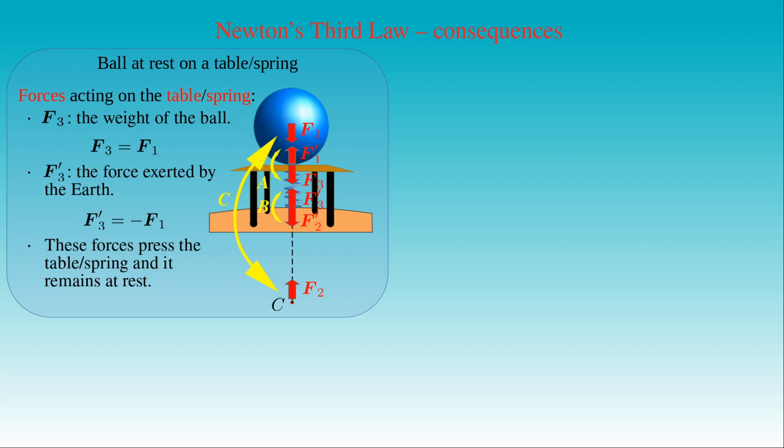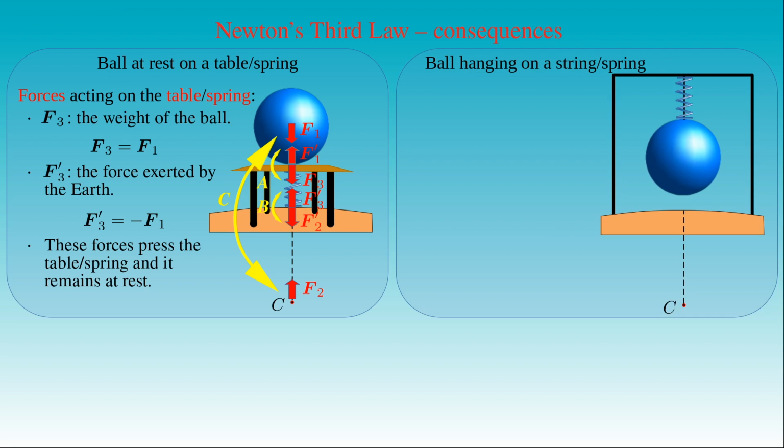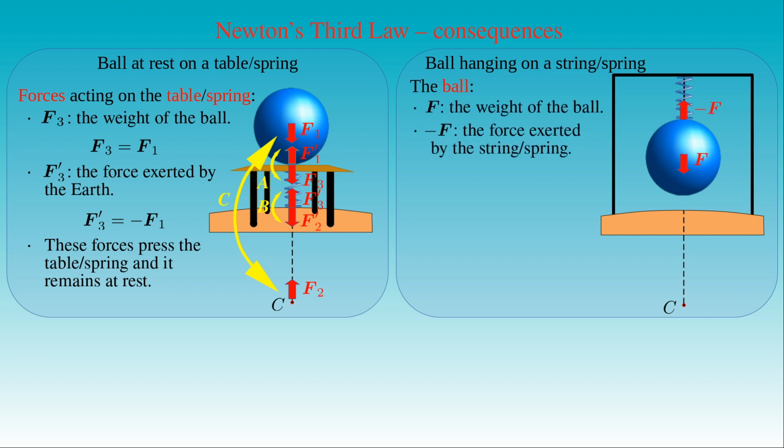In the next example, we suspend the ball through a string or a spring attached to a stand, where we neglect the mass of the string or the spring and we treat the stand as part of the Earth. In this case there are two forces acting on the ball: the weight F of the ball and the force minus F exerted by the string or the spring.